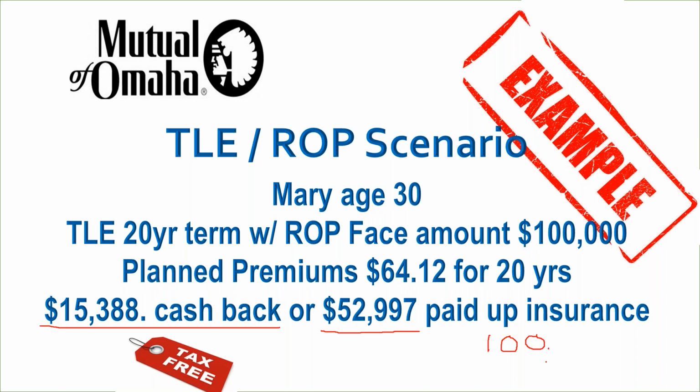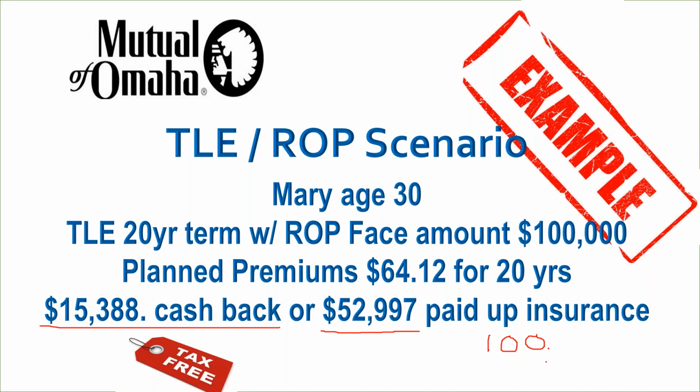Now, if you were to do Mary for, let's say, a 30-year term instead of 20-year, I don't have the calculation in front of me, but the premiums would be lower, and because she'd be 10 years older and her life expectancy would be lower, I'm guessing that 52,000 would probably drop down to like 30,000 or something like that. So if you're going to do ROP, my big advice is to try sticking to the 20-year term, not the 30-year term.